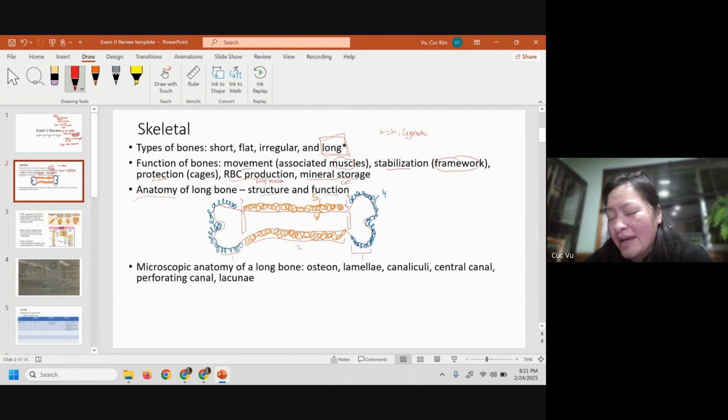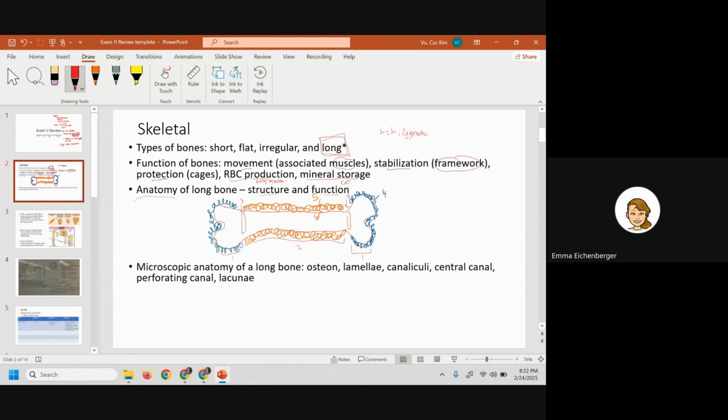It contains what kind of bone cells that can generate new bone cells? Would that be osteoblasts? Not the osteoblasts. Osteoclasts? Not the osteoclasts. Keep going, we have two more. The osteogenic. That's it, the osteogenic cells.